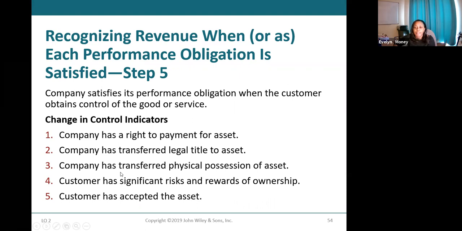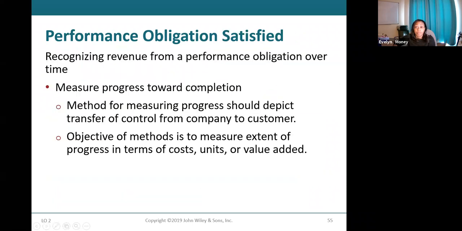When the company has transferred physical possession of the asset, so when they've given the asset to the customer and the customer has actually accepted it. Now, not all of these have to be in place at the same time, but all of these are indicators that typically when they are in place, the performance obligation has in fact been satisfied.